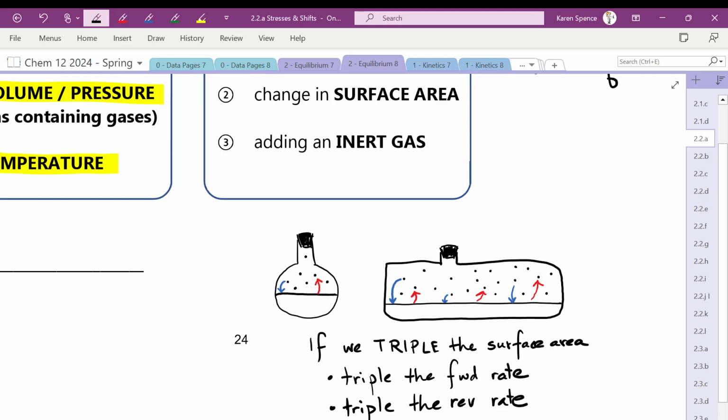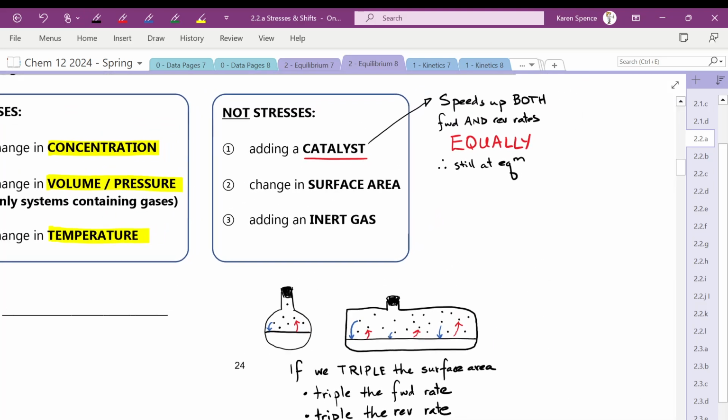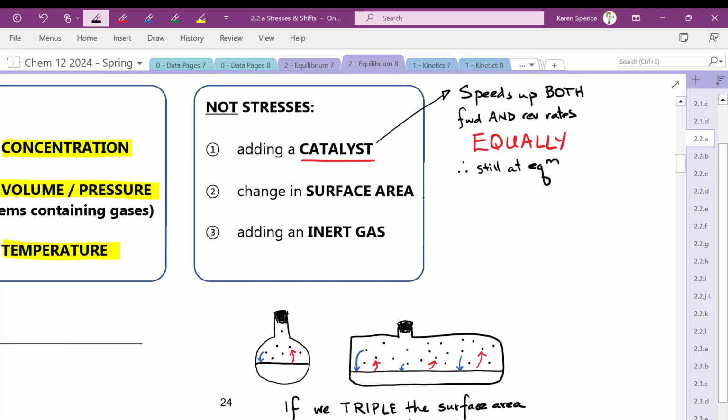So yes, surface area changes rates, but it changes the rates equally, just like a catalyst does. So if you've got them both fast and now they're both slow, but they've slowed down by the same amount, you still have equal rates, so you are still at equilibrium. Okay? So surface area also speeds up both forward and reverse rates equally, so we are still at equilibrium.